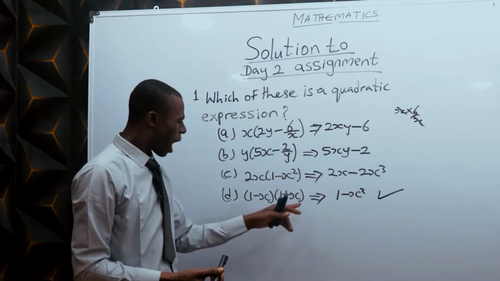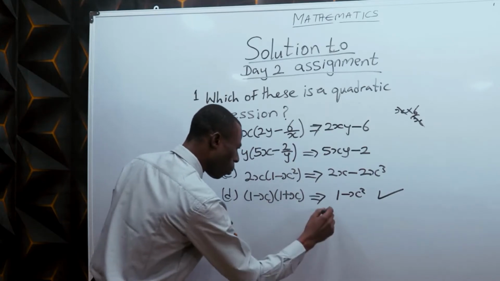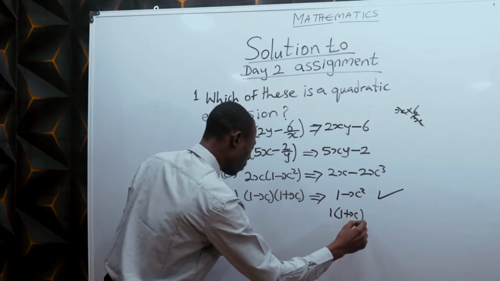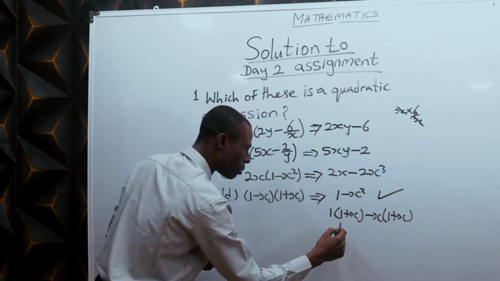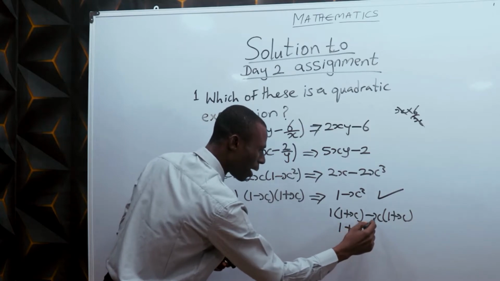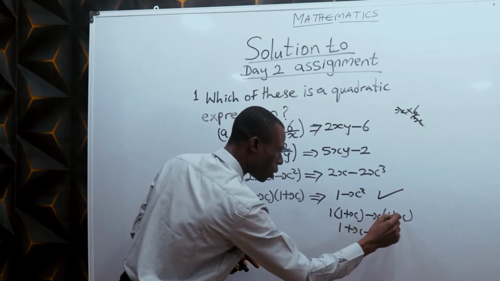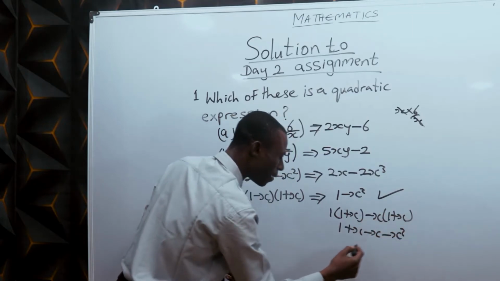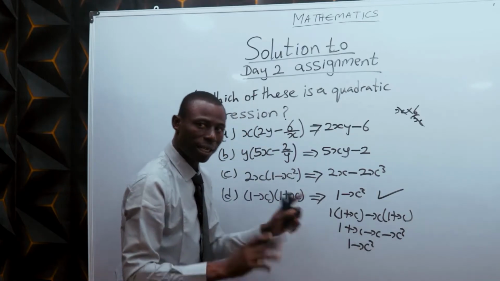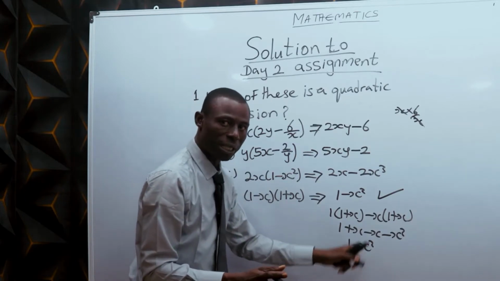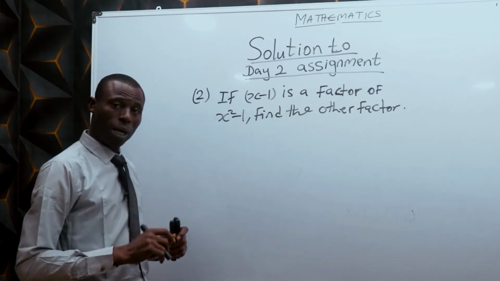Someone may be asking, how do we expand this to have this? It's simple. 1 into 1 plus x, minus x into 1 plus x. 1 times 1 is 1. 1 times x is x. Minus x times 1 is minus x. Minus x times plus x is minus x squared. Because plus x and minus x cancel out each other, we have 1 minus x squared left. That is how we have it. I want to believe all of you got the first one right.